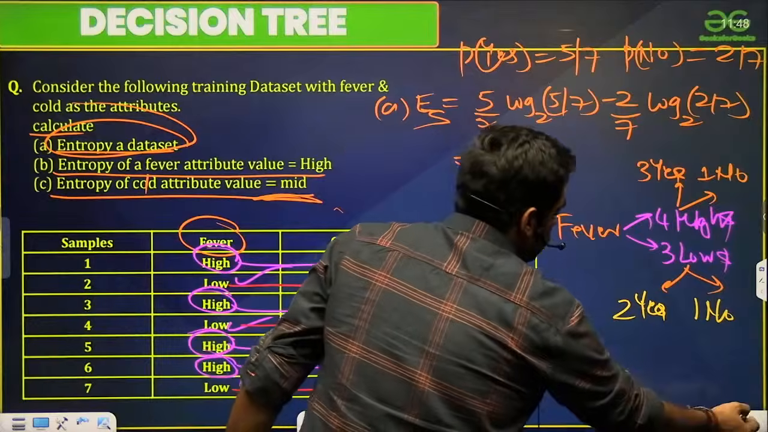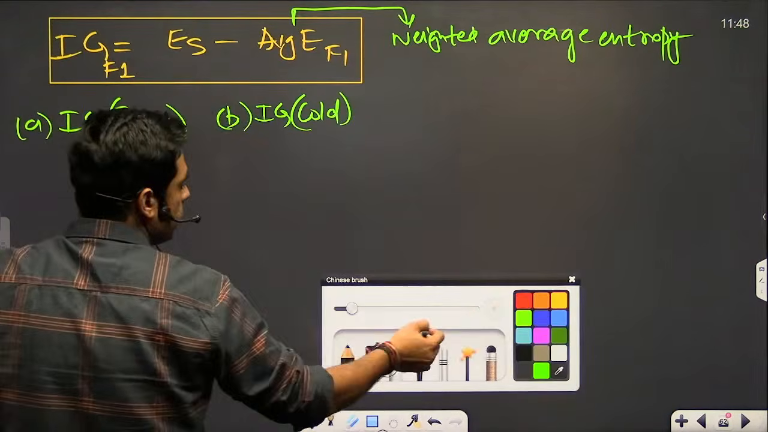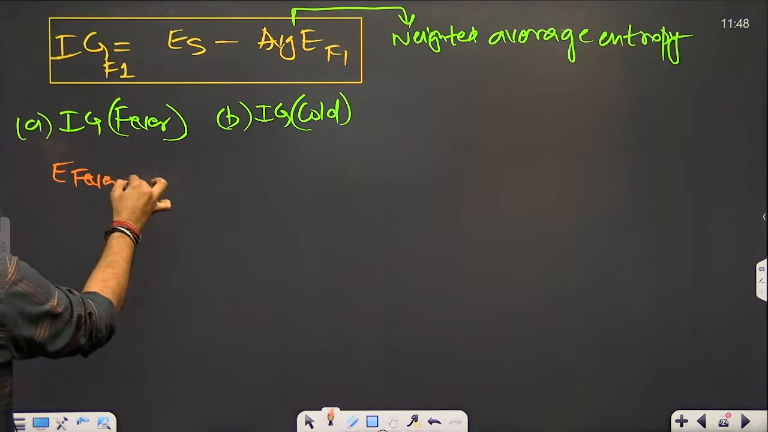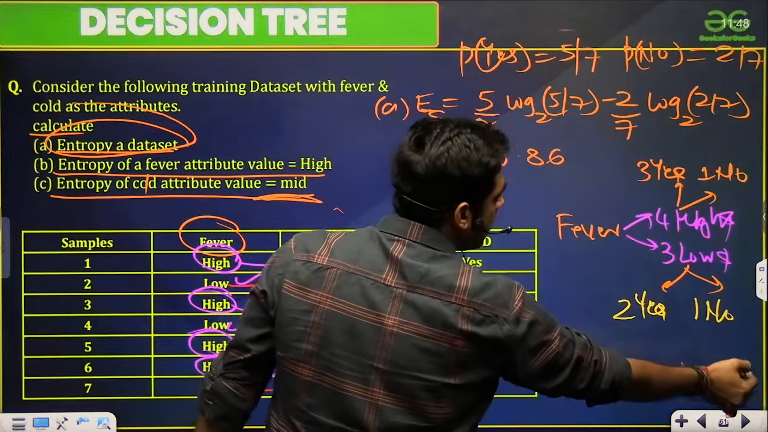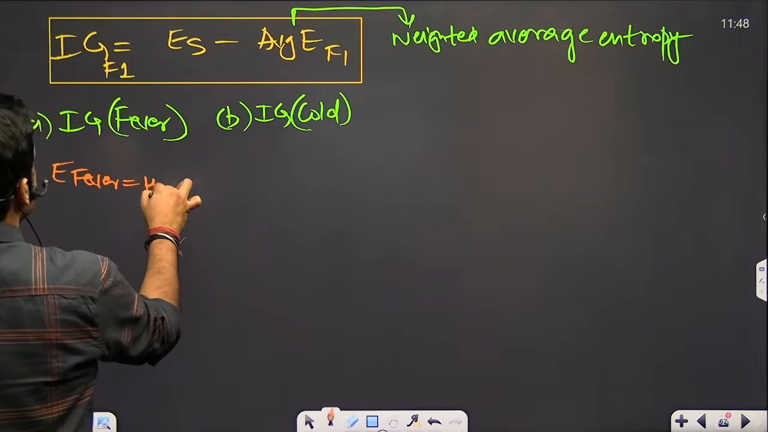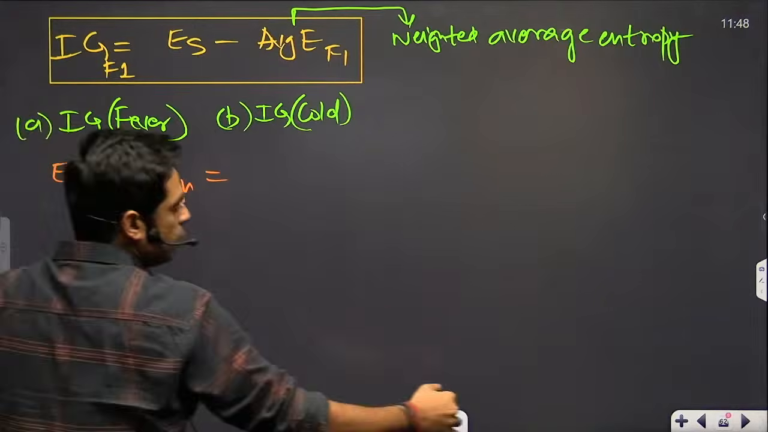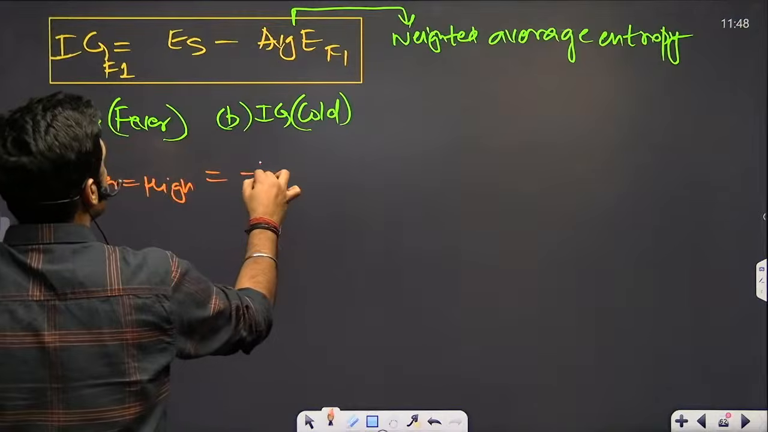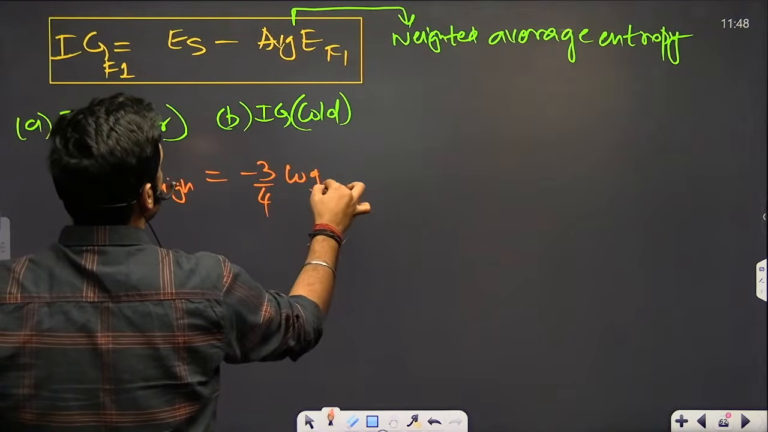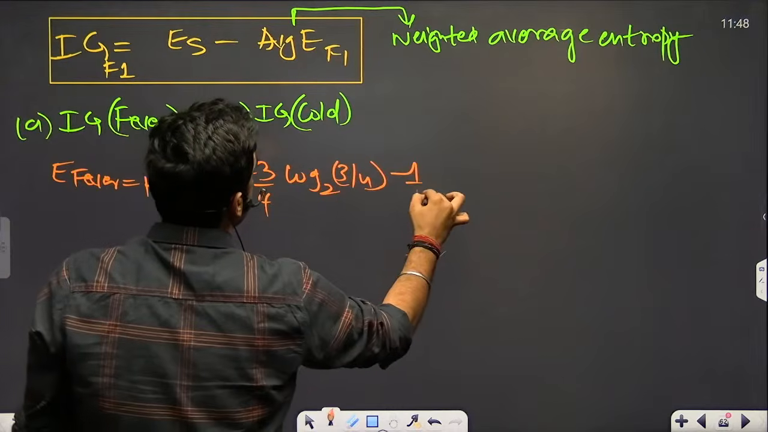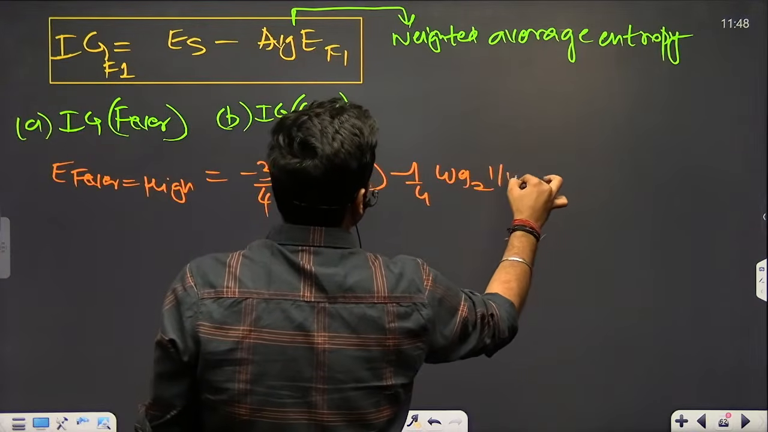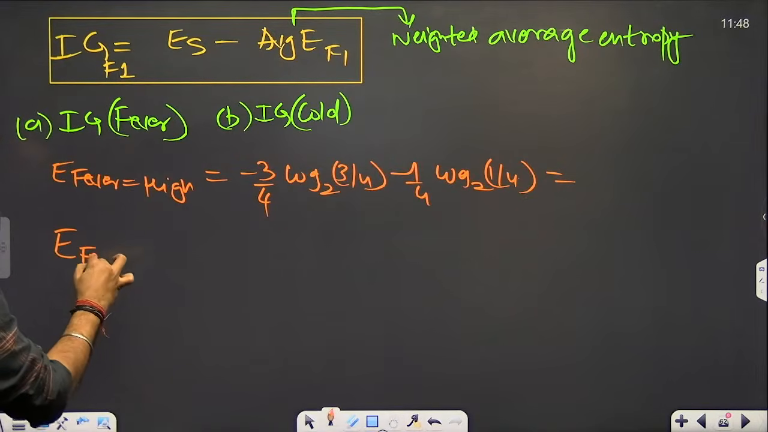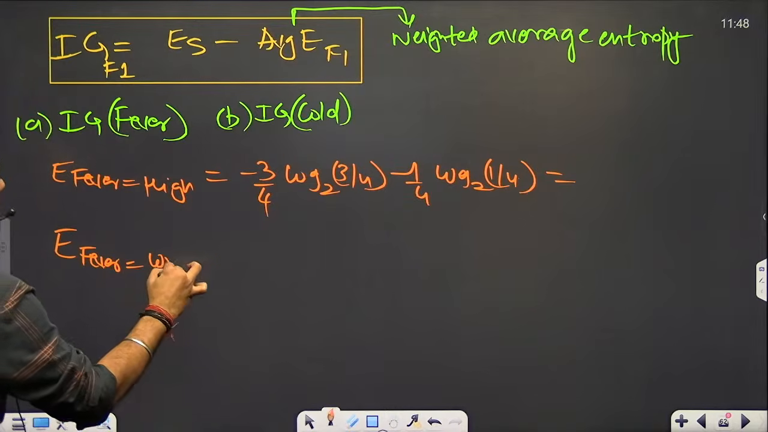Now I would be calculating the entropy for the fever attribute with value high. How many yes and no are there? 3 yes and 1 no. So what is the entropy? Minus 3 by 4 log 2 3 by 4 minus 1 by 4 log 2 1 by 4. And I have to calculate the entropy for the attribute fever with value low.